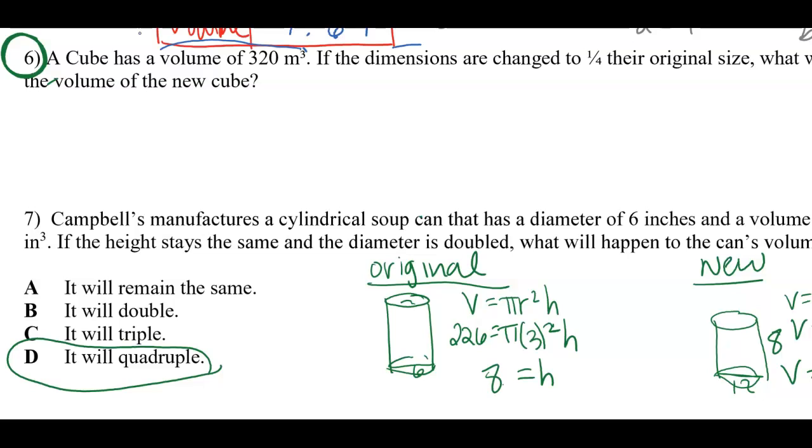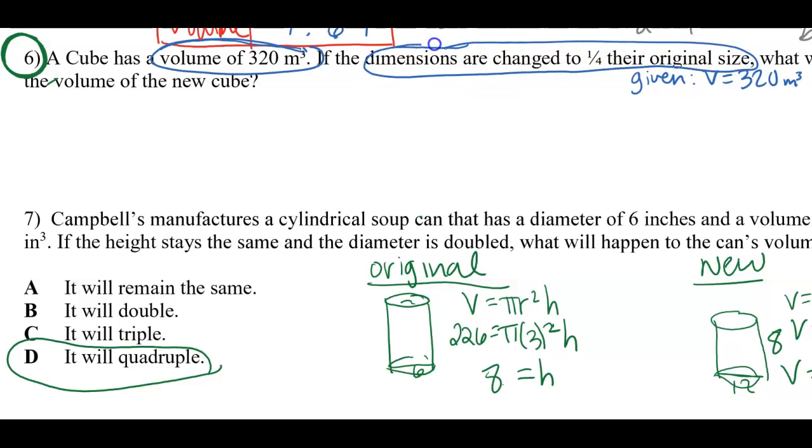All right, so what is given here? Oh, there's this given about a volume of 320 meters cubed. All right, what else is given to us? What else do we know? The dimensions are changed to 1/4 of their original size.